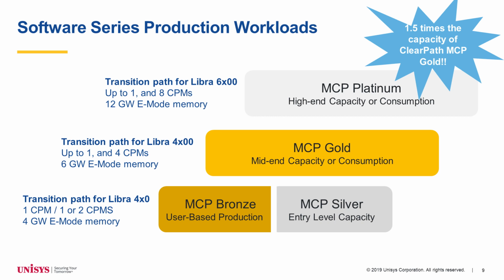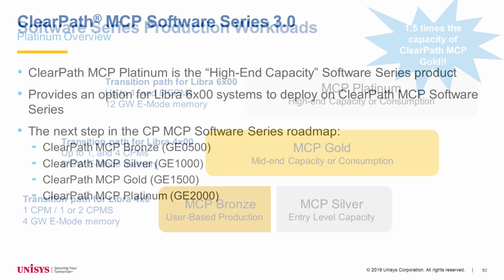Now, Silver and Bronze are on our low end, and they were targeted at our Libra 400 series users. Gold is a transition path or an option for our Libra 4000 users, and MCP Platinum is an option for our Libra 6000 users. It's considered to be our high-end capacity and consumption software series option.